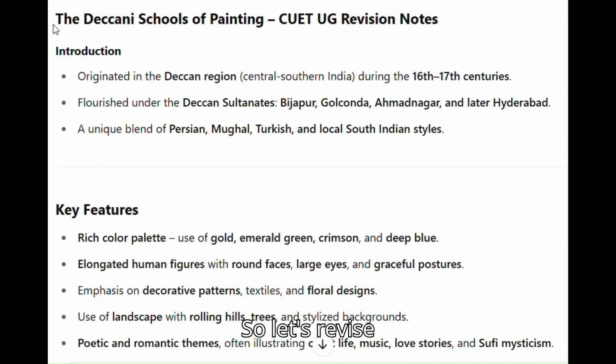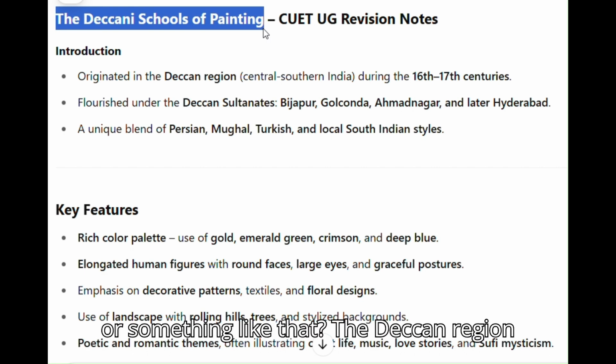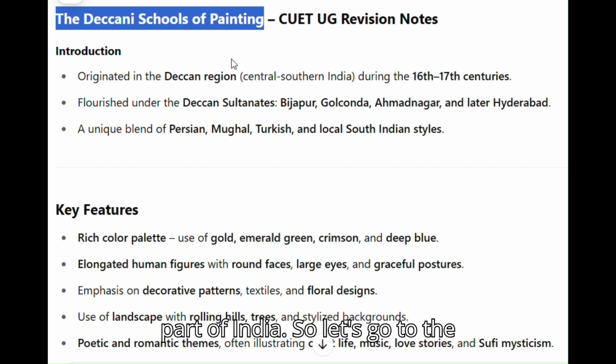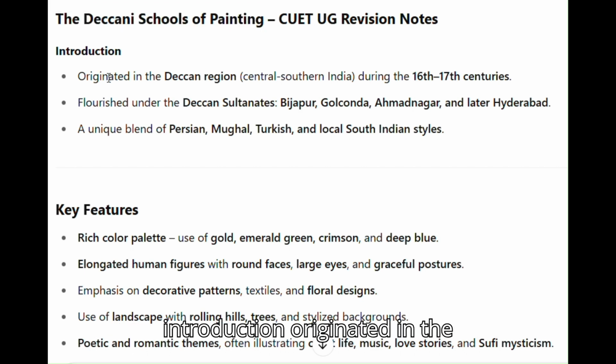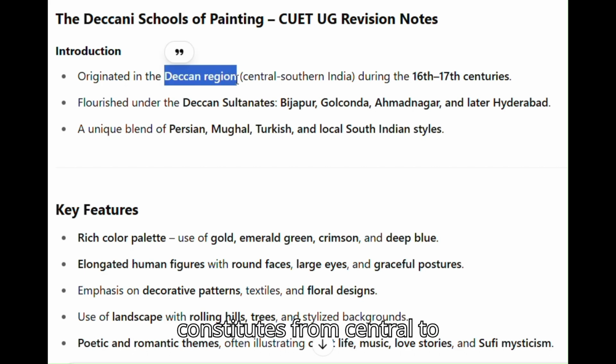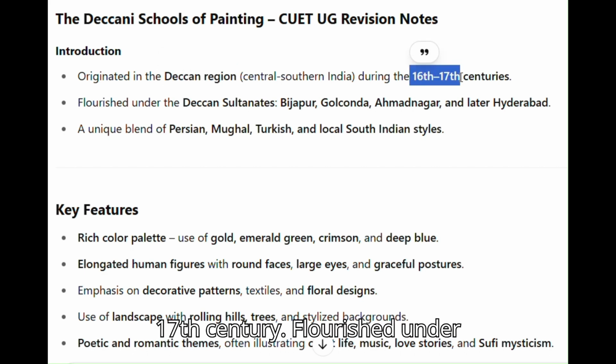So let's revise the Deccani School of Painting. What's meant by the Deccan plateau? The Deccan region is nothing but the western and southern part of India. So, let's go to the introduction. It originated in the Deccan region. The Deccan region here constitutes central to southern India during the 16th to 17th century.